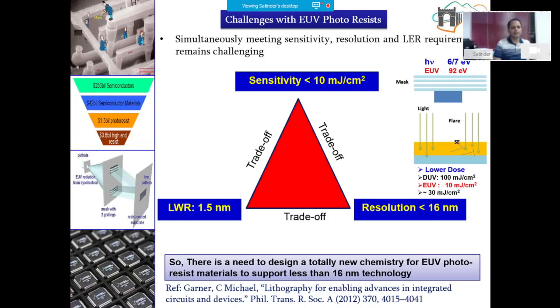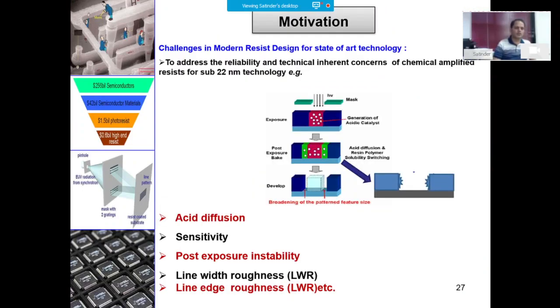So to meet these expectations, we need a really new type of chemistry or a new type of system technology, which is going to be proved later, towards the combination with light, UV light, and that is going to pattern the smaller transistors. So these are the motivations.